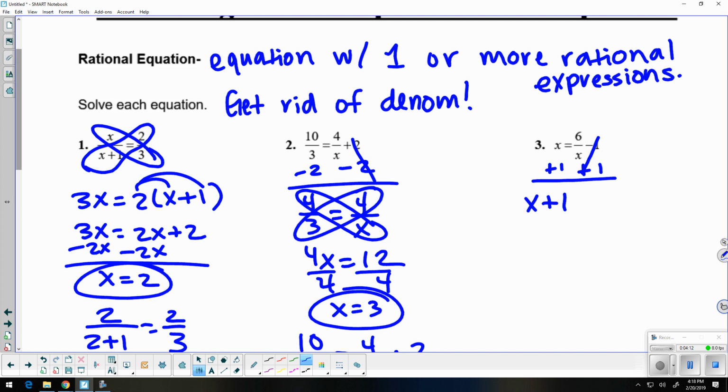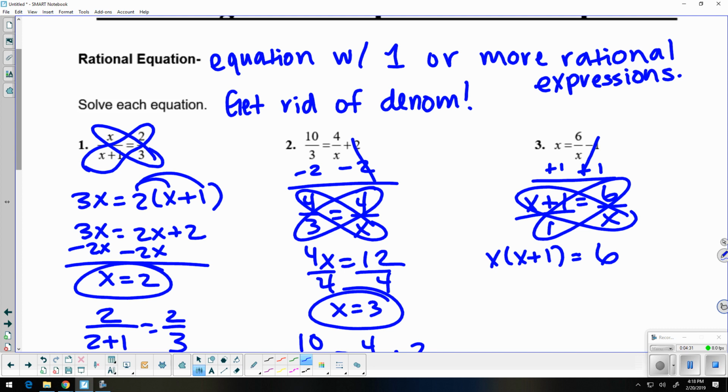So now I have x plus 1 equals 6 over x. Because now if I throw that x plus 1 over 1, just make it into a ratio, now I can go ahead and cross multiply. Okay, so cross multiplying, I'd have x times x plus 1, and that equals 6 times 1. So again, x times x plus 1 is equal to 6 times 1, which is just 6.